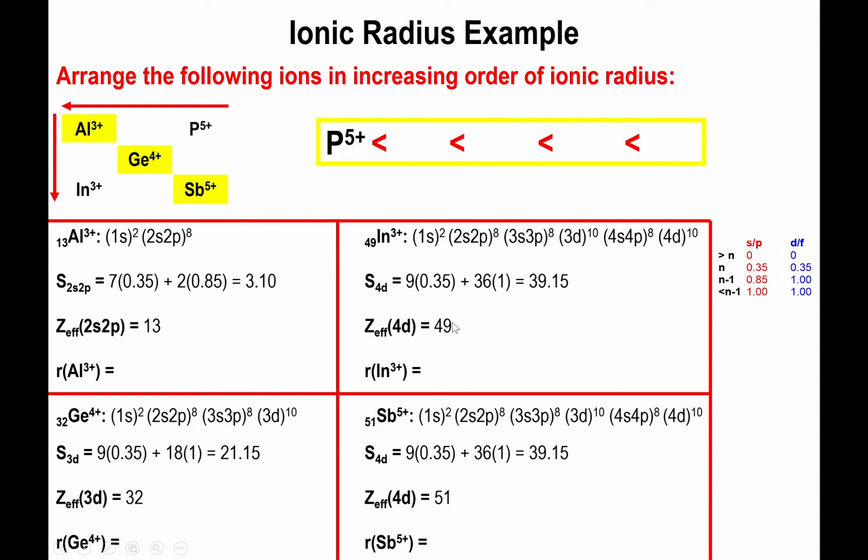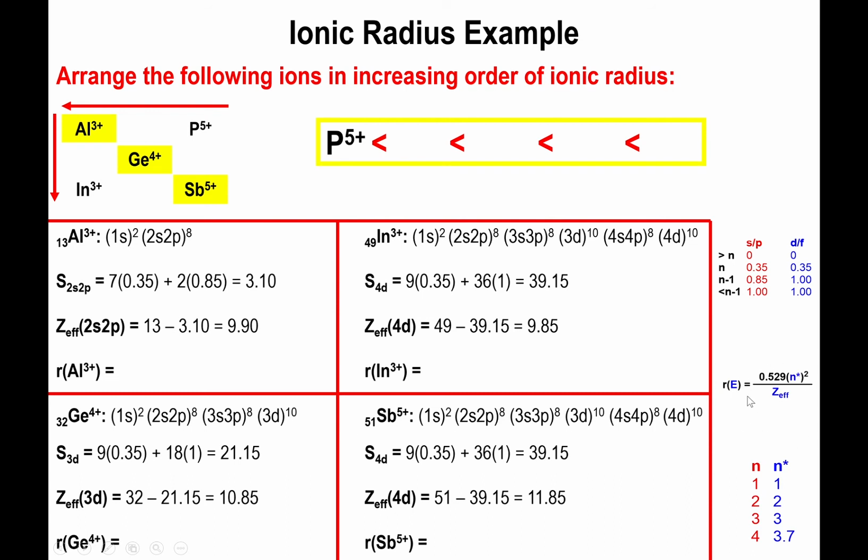So we write down all of those atomic numbers, and now we subtract the shielding constant from the corresponding atomic numbers. When you carry the subtraction forward, you'll find out that the effective nuclear charge is 9.90 for aluminum 3+, 9.85 for indium 3+, 10.85 for germanium 4+, and 11.85 for antimony 5+. So the last thing that needs to be done is to use the Bohr approximation of the atomic radius.